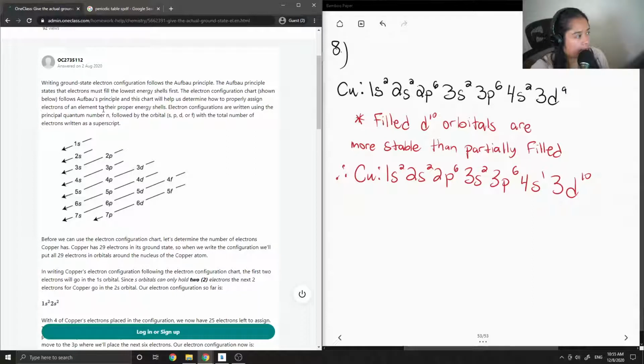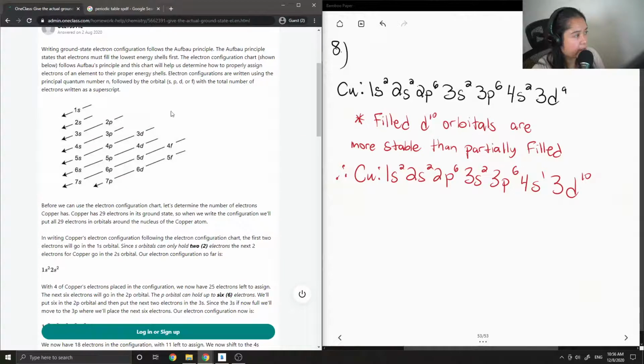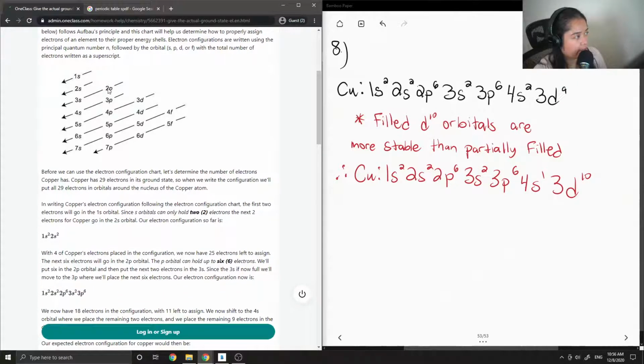Writing ground state electron configuration follows the Aufbau principle. The Aufbau principle states that electrons must fill the lowest energy shells first, and the electron configuration chart shown below shows Aufbau's principle, and this chart will help us determine how to properly assign electrons of an element to their proper energy shells. Electron configurations are written using the principal quantum number n, followed by the orbital s, p, d, or f, with the total number of electrons written as a subscript.